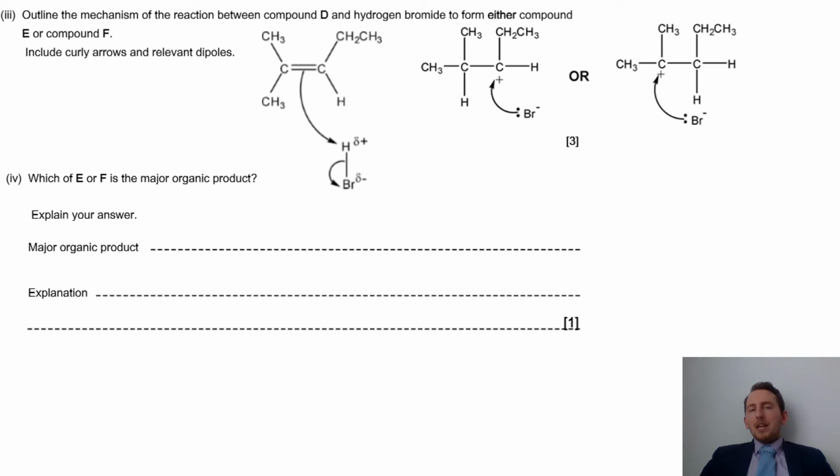Now, depending on which one you're doing depends on which intermediate you get. We could have the intermediate on the left or the one on the right-hand side. We're bonding that hydrogen to one of the carbons, so we no longer have that double bond, and we have a positive charge on the other carbon. So we have one or the other. Make sure you have that positive charge on that carbon. That's the intermediate, and it needs to be there.